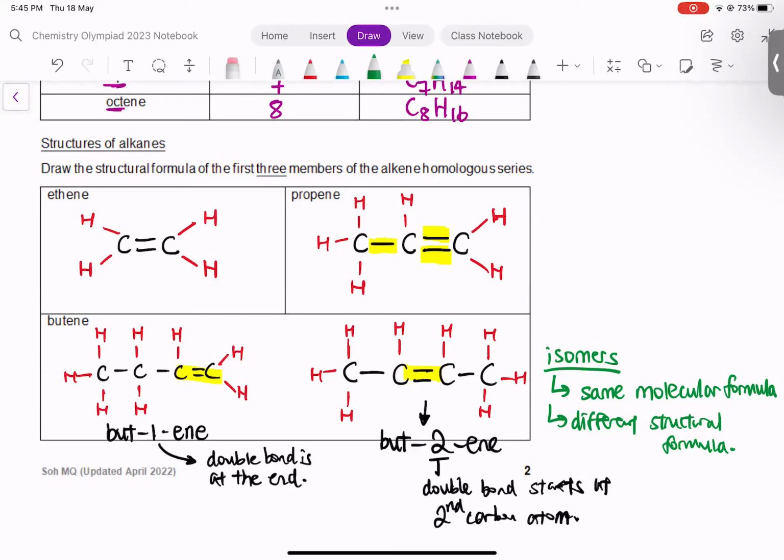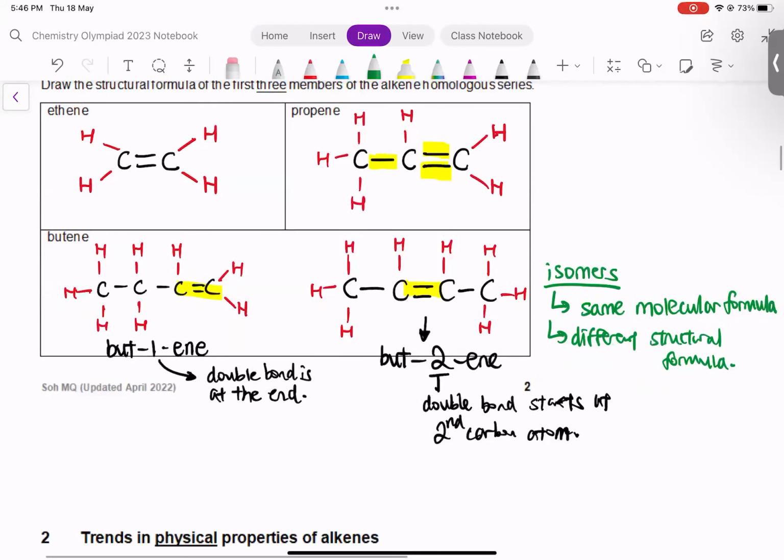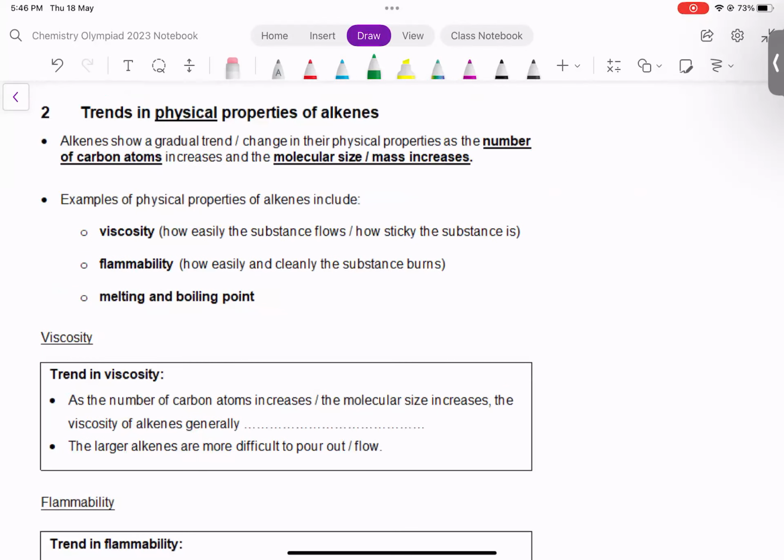All right, so let's move on to the trends in the physical properties. Now, the trends in the physical properties actually, if you just studied alkanes, the previous set of notes, you would have also gotten the same trends for alkenes. So for alkenes, the trends in physical properties like viscosity, flammability, melting and boiling points, the trends are the same as that for alkanes, which is what?